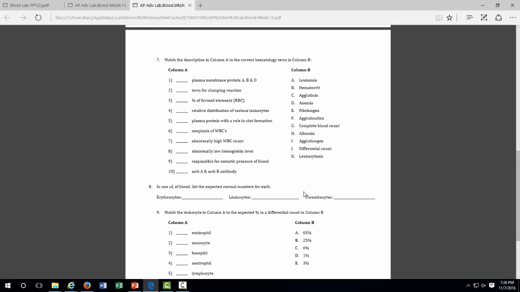Okay, responsible for osmotic pressure of blood, number 9. Albumin, correct. Letter H. And number 10, anti-A and anti-B antibody. What do we call those? Agglutinins. Agglutinins. So those are antibodies. All right, in 1 microliter of blood, what would we expect to find in terms of erythrocytes? How many should we see in 1 microliter?